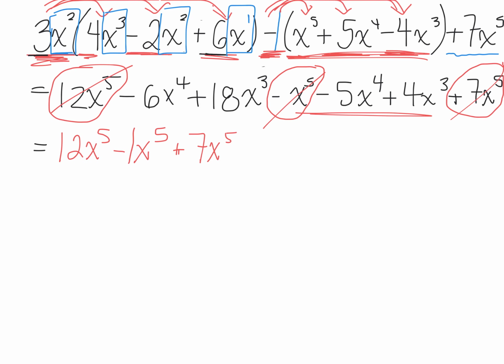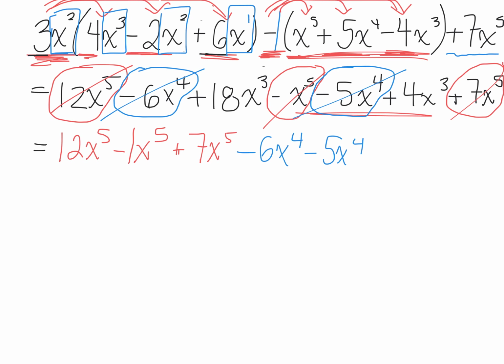What's the next term? Pia? Negative 6x to the power 4. Any other terms that have x to the power 4? Okay, so we have negative 6x to the power 4 minus 5x to the power 4. Any other terms with x to the power 4? Nope. And the last term, plus 18x to the power of 3. Any other terms that have x to the power of 3? 4x to the power of 3. Okay, so we've just collected our like terms.